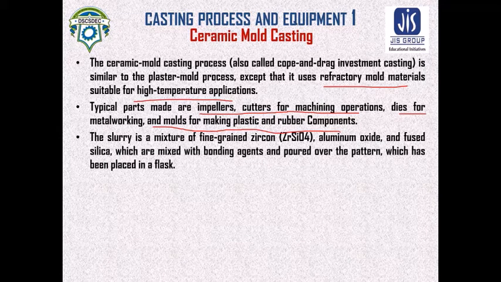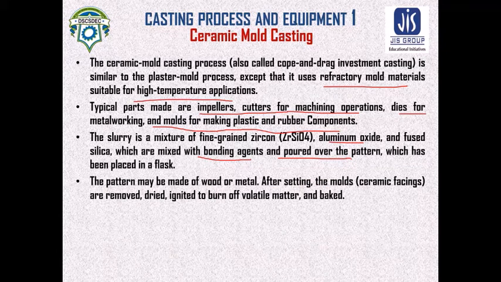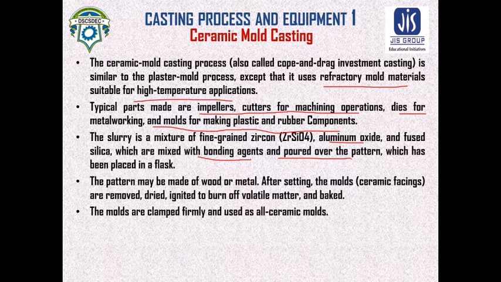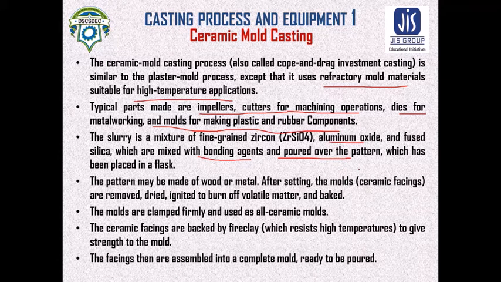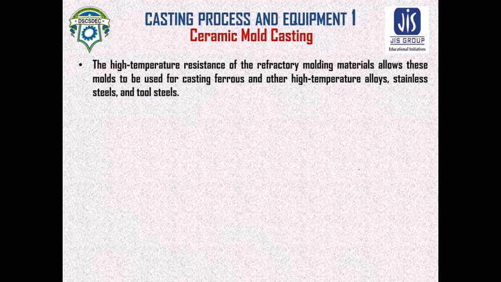The slurry is a mixture of fine grain zircon, that is ZrSiO4, aluminium oxide and fused silica, which is mixed with other bonding agent and poured over the pattern, which has been placed in the flask. The pattern may be made of wood or metal. After setting the mold, the pattern is removed, dried and ignited to burn off the volatile material and baked. Clamped firmly and used as all ceramic molds. The ceramic facings are then baked in a furnace to give strength to the mold. The facings are assembled to complete the mold, ready to be poured.